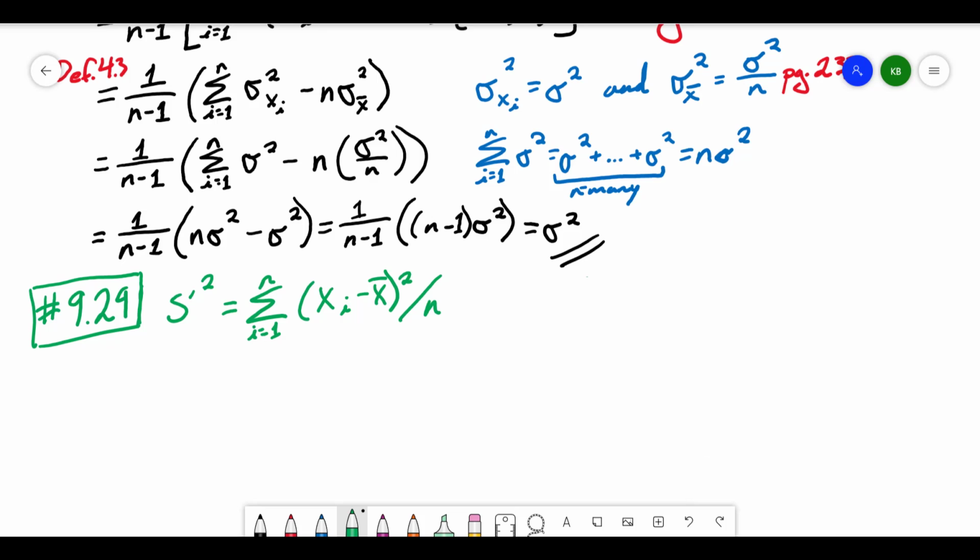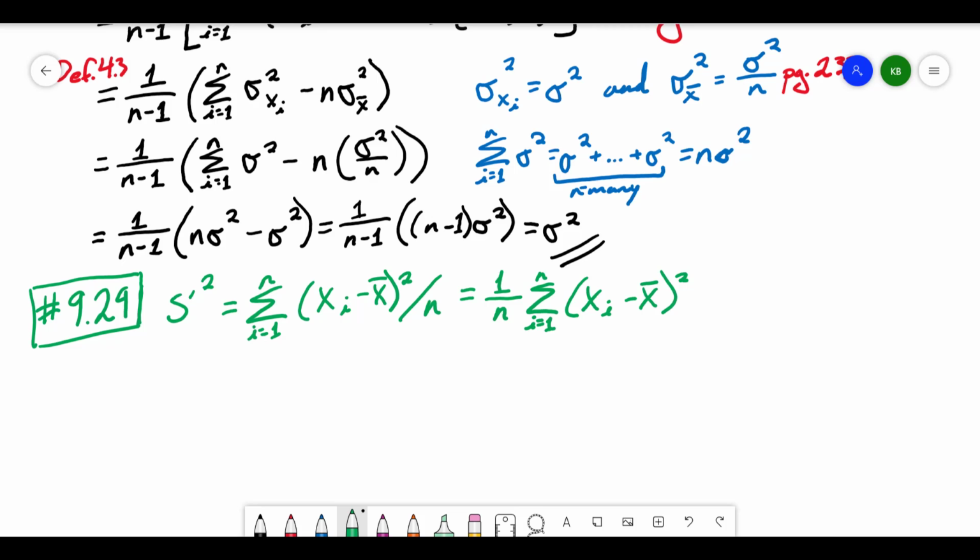Now, jumping into question 9.29. They've defined the sample variance in a new way now. Instead of dividing by n minus 1, they're going to divide by n. They wrote it in this way, and I'm going to rewrite it so it looks more similar to what we see in example 9.1. So it looks like 1 divided by n times the sum. There's no difference in these two things.